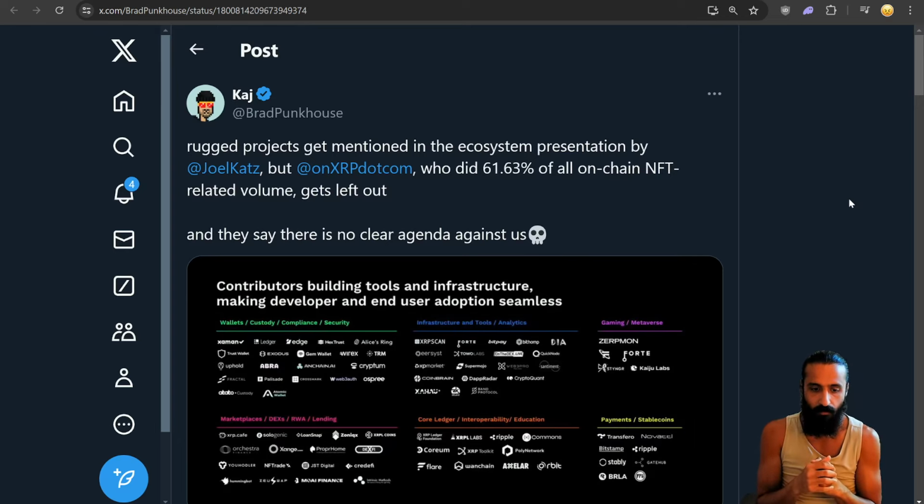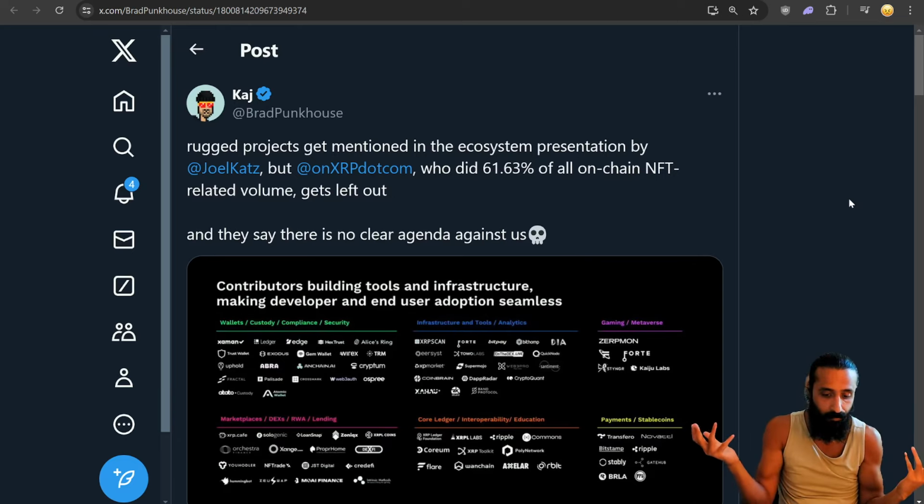But he says that rugged projects got mentioned in the ecosystem presentation by David Schwartz, but on XRP, the project that did 61.6% of all on-chain NFT related volume gets left out. And they say there's no clear agenda against us. Now, you could argue that there isn't an agenda against some. You could argue that maybe they just didn't know.